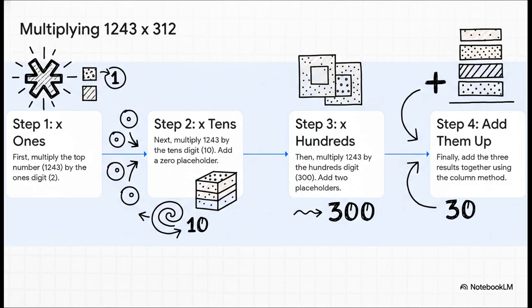Then for step 3, we multiply 1,243 by the hundreds digit, 3. But it's really 300, so this time we add 2 zeros as placeholders. And now the easy part. Step 4, you just add those 3 answers together using the same column addition we already learned.